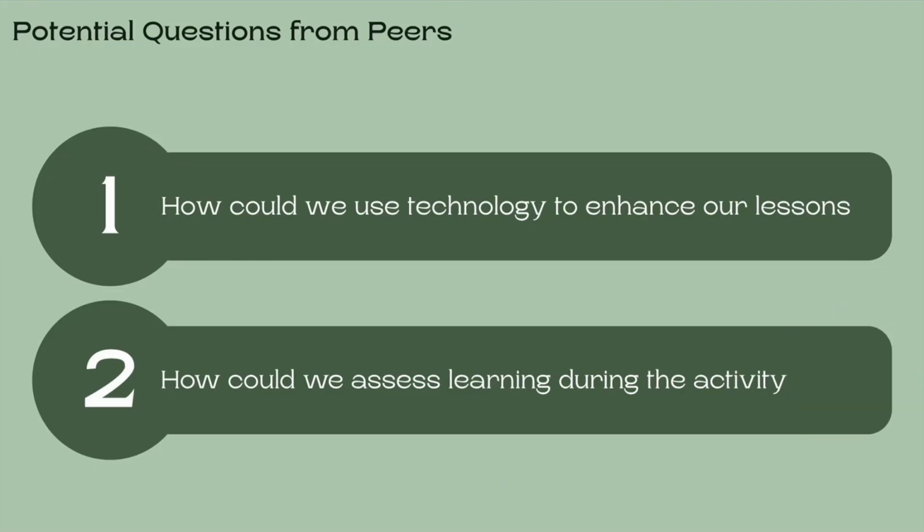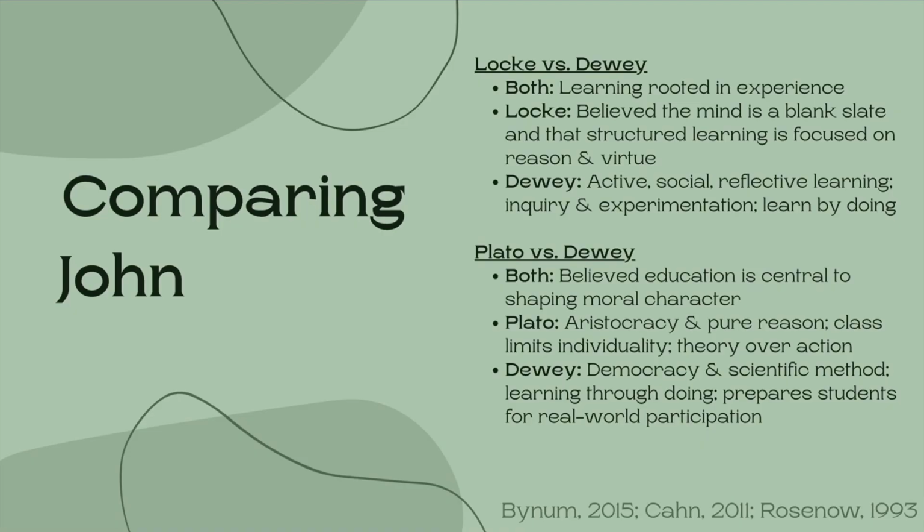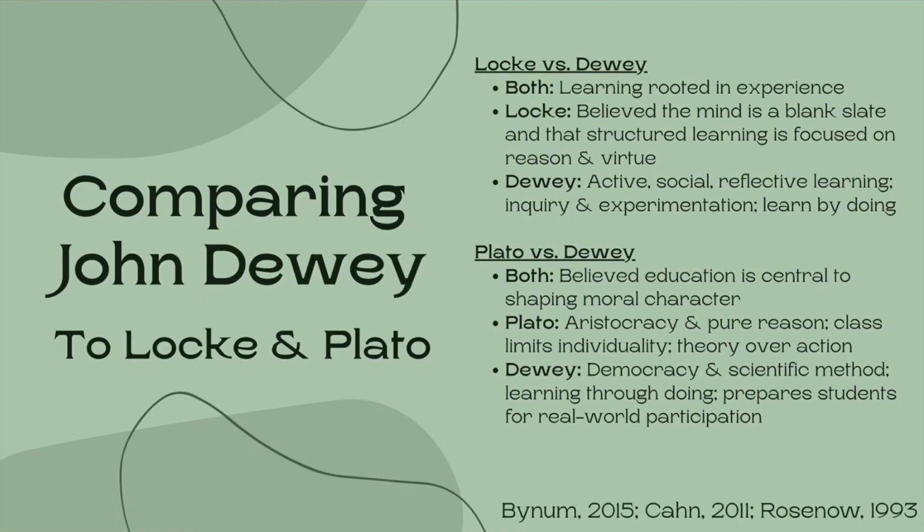To better understand how students engage with our assignment, it's important to note how Dewey's perspectives compare to the thoughts of other philosophers. For example, Locke and Dewey both believed that education should be grounded in experience. However, Locke viewed the mind as a blank slate, or tabula rasa, with knowledge developing through sensory experience grounded by reason, discipline, and moral instruction.